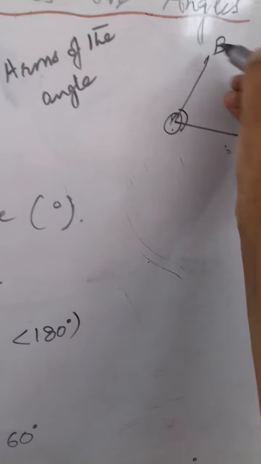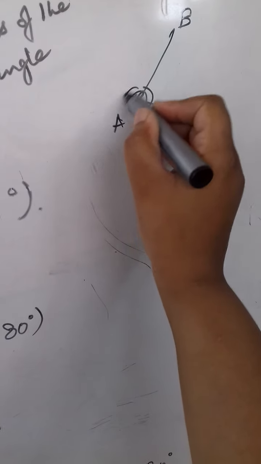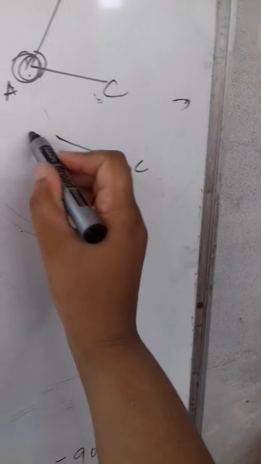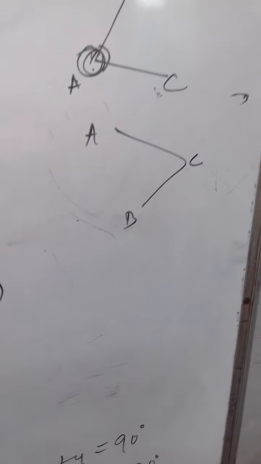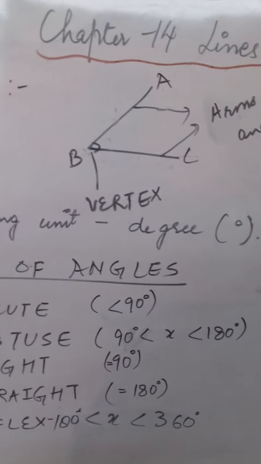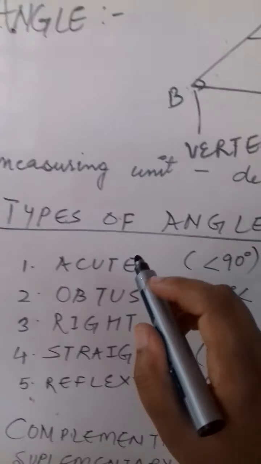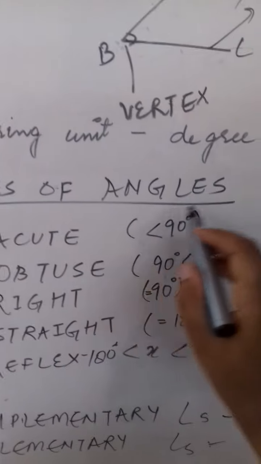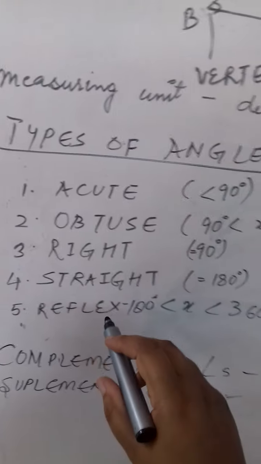It can be anything: B, A, C. Here A is the common fixed point, here C is the common fixed point. Okay, then comes the measuring unit. An angle is measured in degrees. Then come the types of angles. There are 5 types of angles.